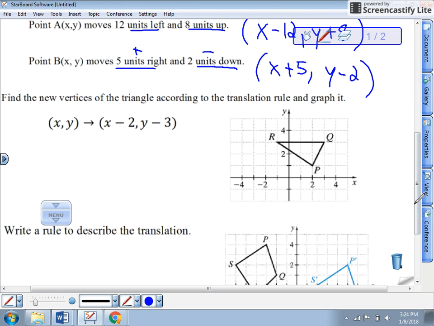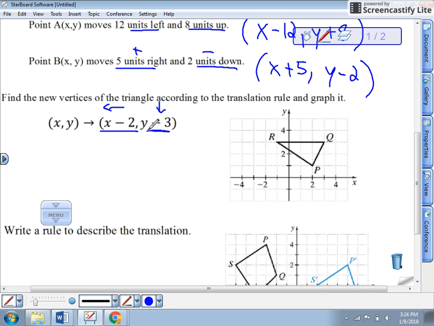Okay, now here's one where they give you the picture. It says find the vertices of the triangle according to the translation rule and graph it. So here's our translation rule. Again, here's the key parts. X minus 2, so we know that's going to be to the left. And then Y minus 3, we know that's going to be down. So those are the 2 parts. So every point's going to move that same amount.